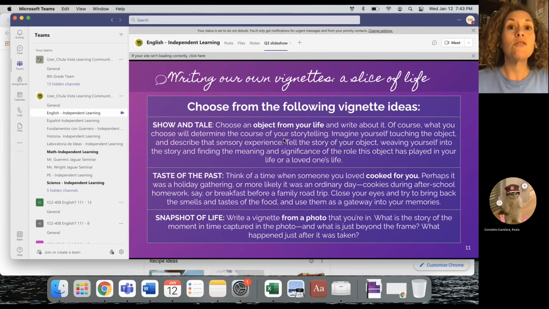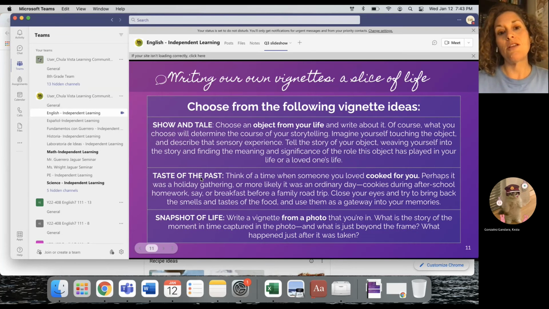No typos, use your powerful words, right? Don't just say, oh, I had a nice time. Really get descriptive, okay? Use all your senses that you can. Taste, touch, smell, sight, sound, all of it, okay?